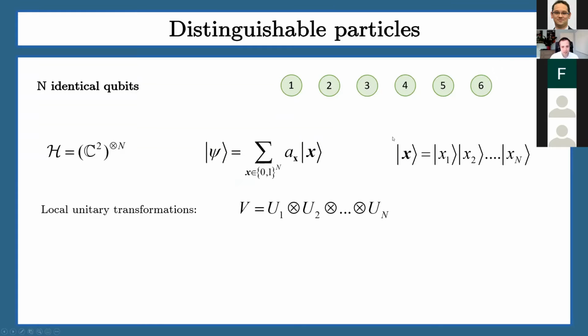And we have some class of simple transformations, namely local unitary transformations, in which every particle evolves independently. Just for the future, this class of transformations that I called fermionic linear optics plays a structurally analogous role to local unitary transformations.